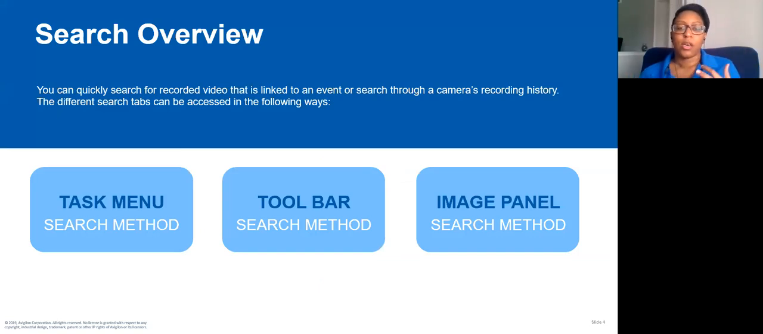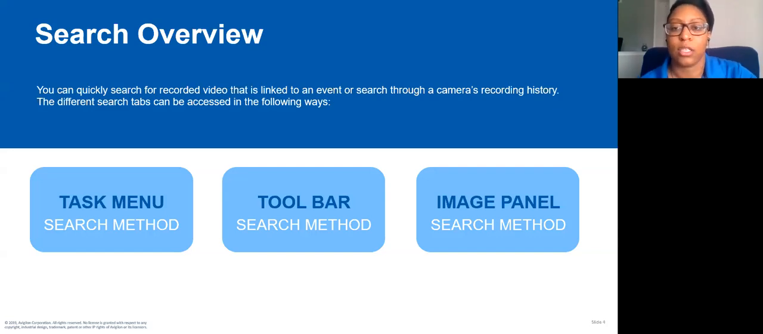So first and foremost, how can you do a search? Searches are going to be ways for you to make it nice and easy to get through your video, find what you need in that recorded footage, and find what's going to be most helpful for you as quickly as possible. But you have 3 different methods for how you can get to those searches. You have a task menu option where you will be able to go into your new task menu and start your search there. Toolbar is another option, and your image panel. So you have these 3 different ways you can access that search ability.